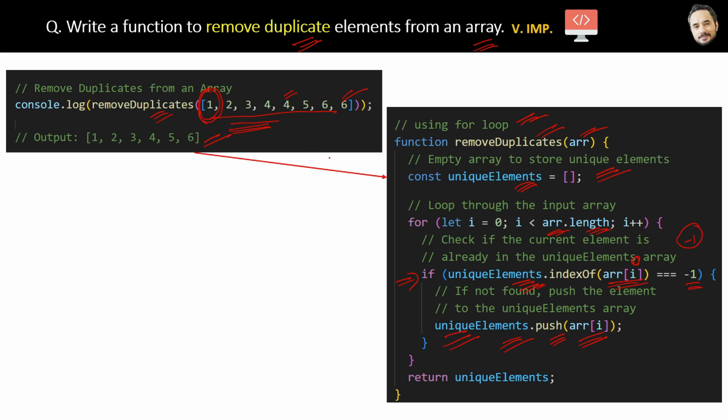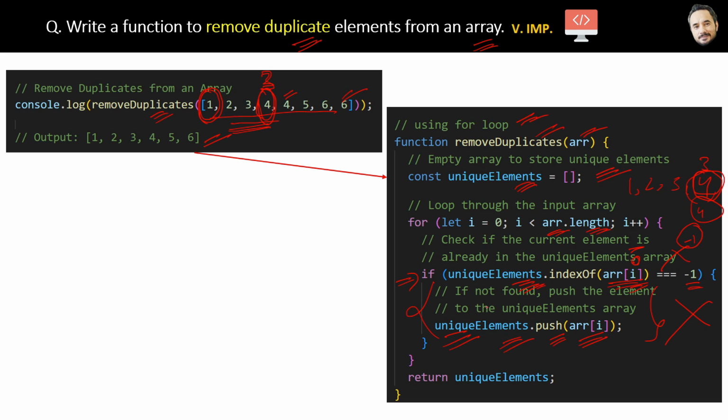Now our unique element array contains elements 1, 2, 3, 4. But now when the loop gets this fifth element, which is 4, then this unique element index of 4 will be equal to 3, because we already have 4 at the third index of the unique elements array, right? Therefore, this if condition will be false, and the push inside the if block will not execute, okay.